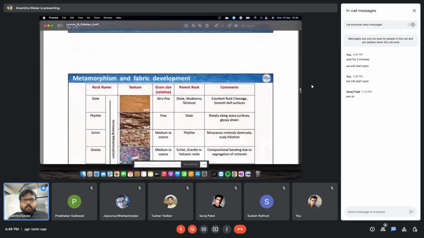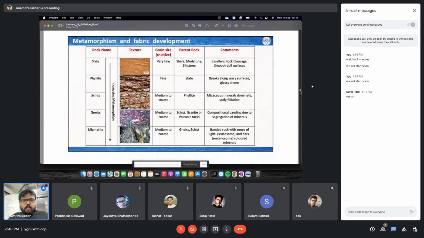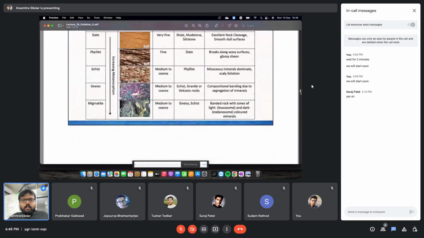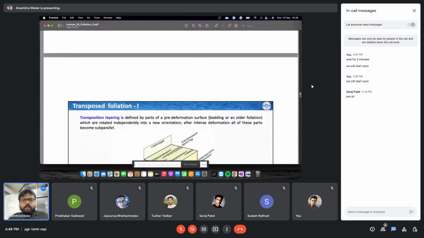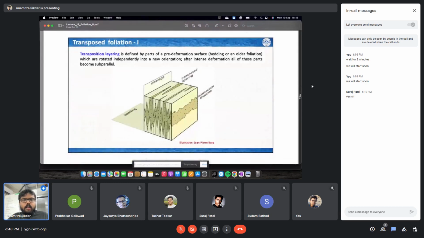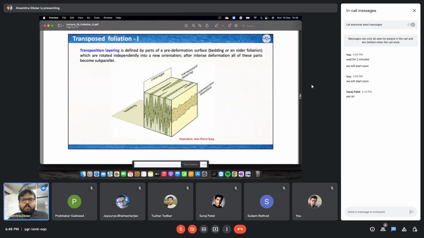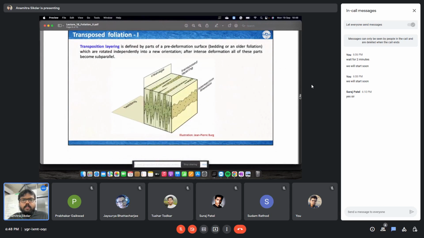Okay, yeah, so this is one table. You can go through this and you will get some idea of what the different kinds of foliations are in different kinds of rocks. And so this is transposed layering.